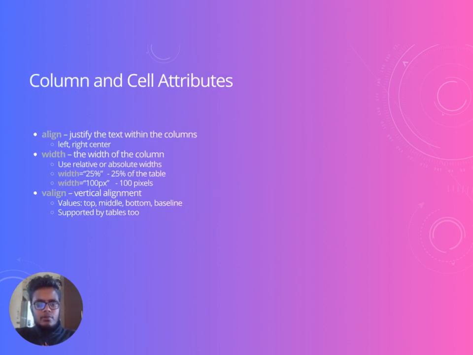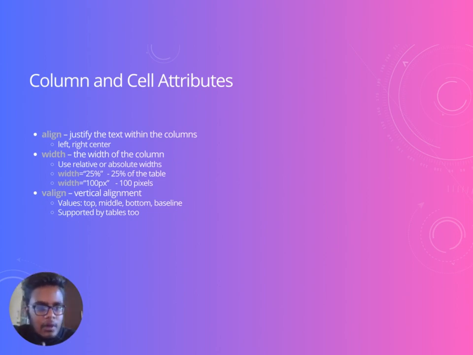Moving to the next topic, we have the column and cell attributes. Align justifies the text within the columns: left, right, and center. Width is the width of the column. Use relative or absolute width. Width 25% means 25% of the table. Width 100 px means 100 pixels.